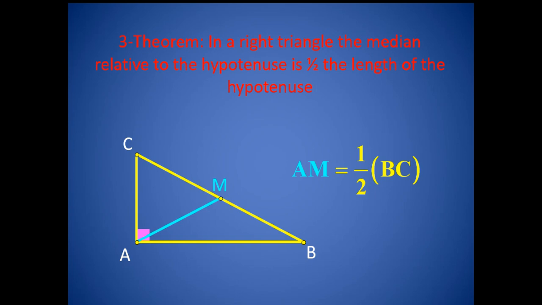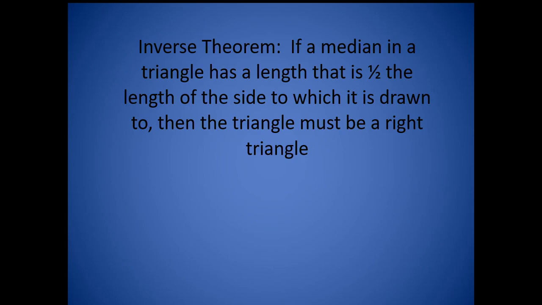So just put in your mind, in a right triangle, the median drawn from the vertex to the midpoint of the hypotenuse is all the time equal to half of the hypotenuse. Now I have the inverse of this property, like we have Pythagoras and inverse of Pythagoras. The inverse is: if a median in any triangle has a length that is half the length of the side to which it's drawn, then the triangle must be a right triangle. You cannot say it's half the hypotenuse, it is half the side drawn to.